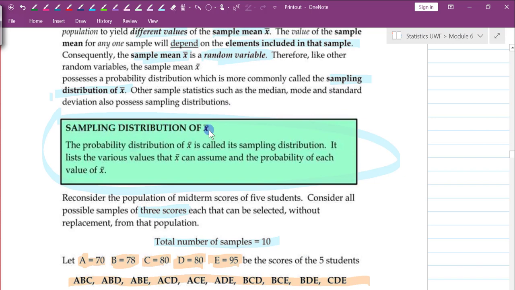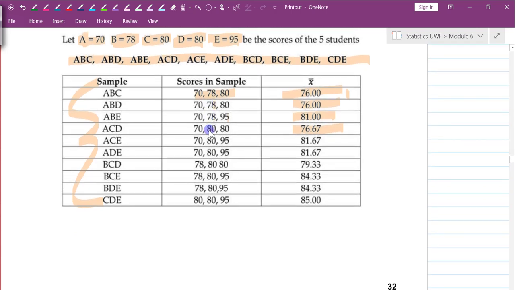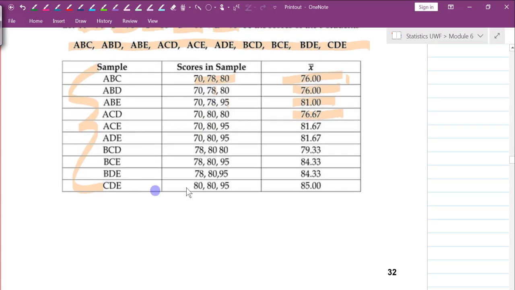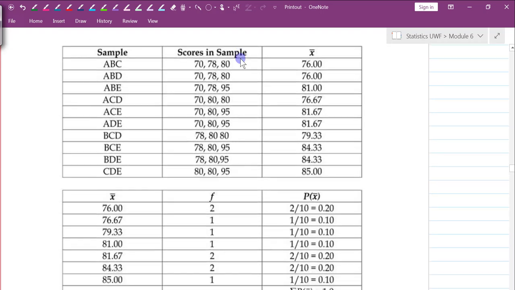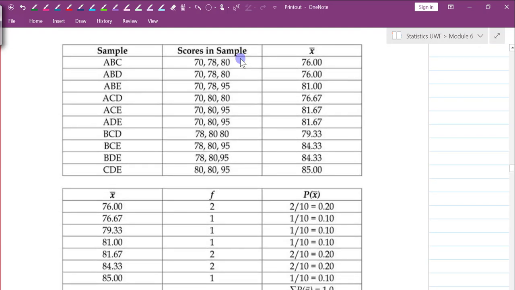So this chart right here is recopied on the next page. So just hang tight. Here we go. It's right here. Okay, so here's that exact same information. Okay, here's all the possible values of x bar, and I listed them right here. Okay, this is all of the different possibilities. So I have a 76, okay, 76 right here and right here. So the frequency is 2.